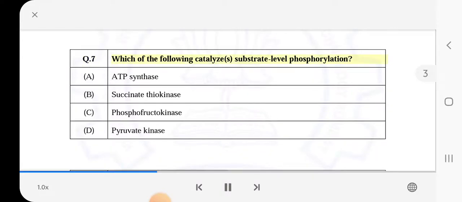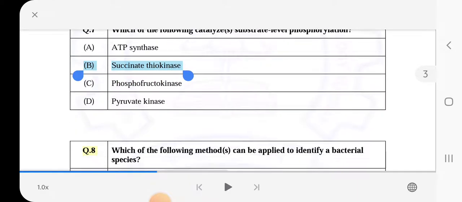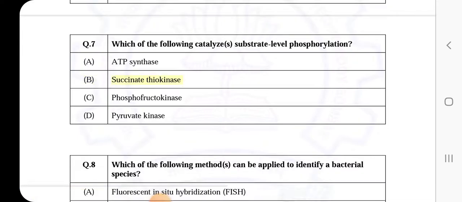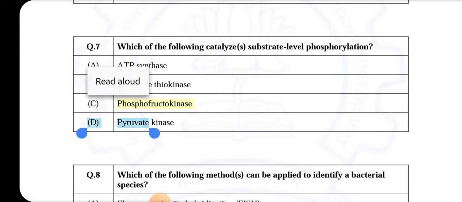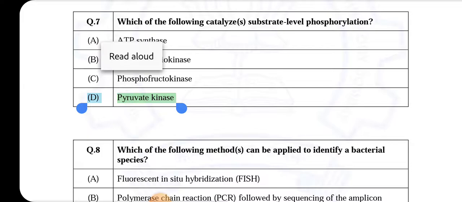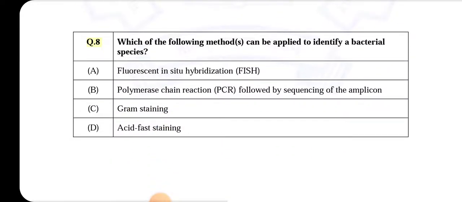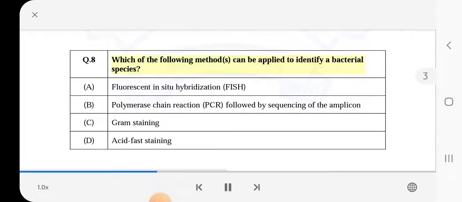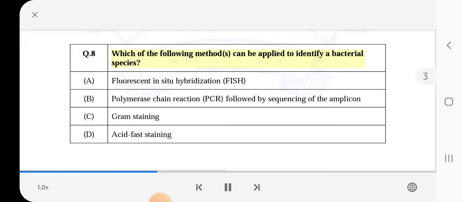Q.7 Which of the following catalyzes substrate-level phosphorylation? A. ATP synthase, B. Succinate thiokinase, C. Phosphofructokinase, D. Pyruvate kinase.